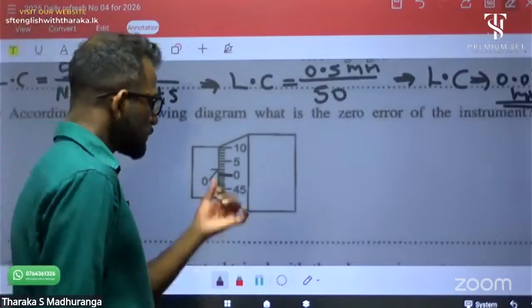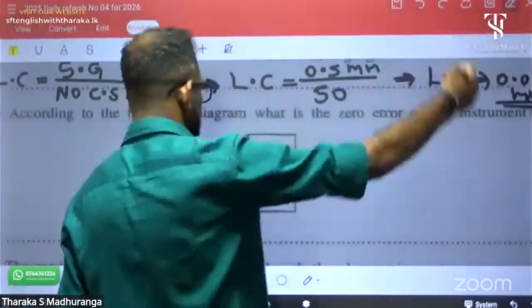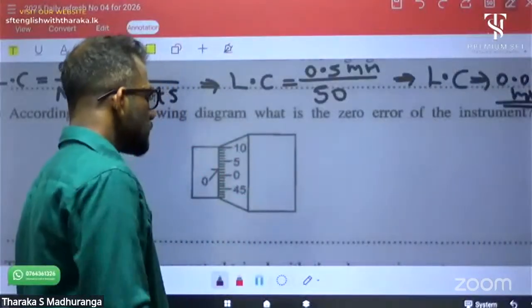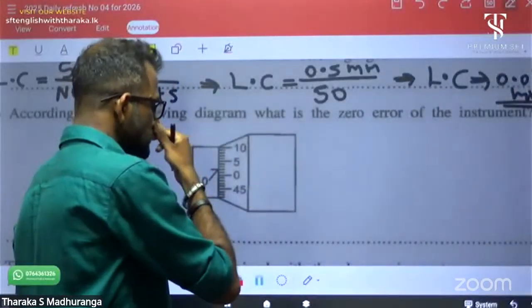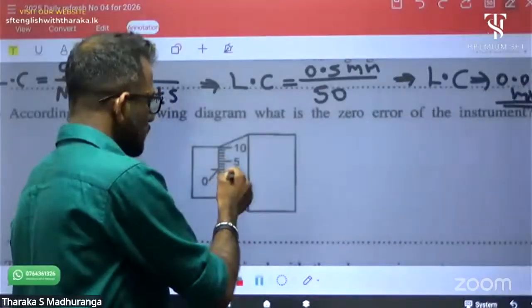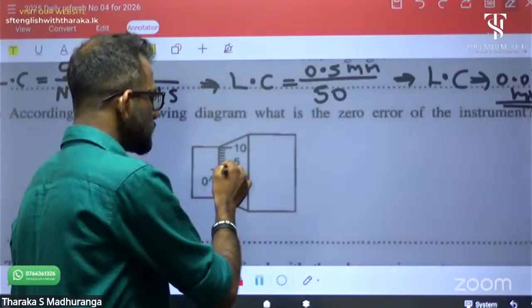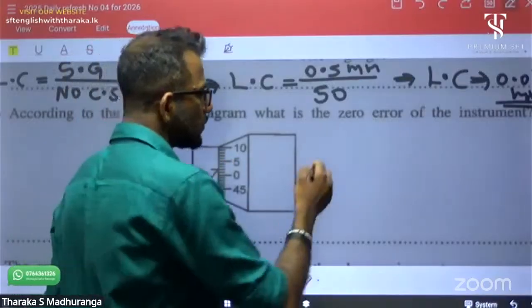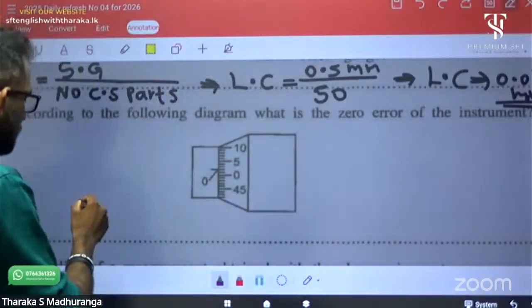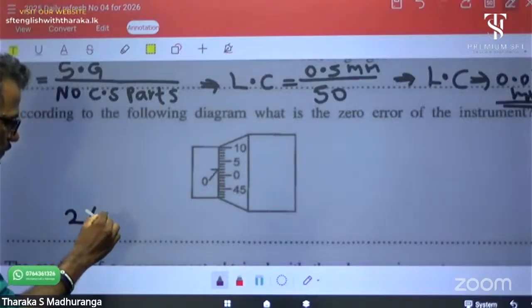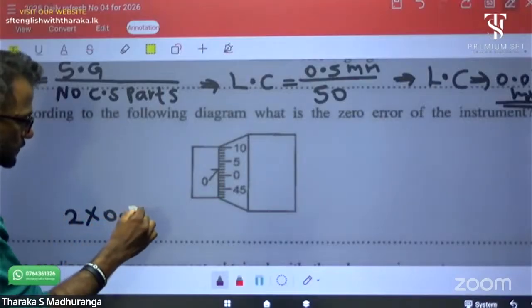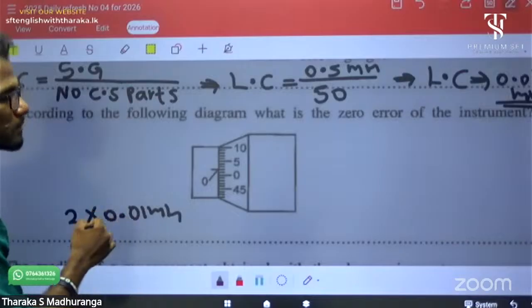Okay, now it is a positive zero error, correct? Good. Now, if it is positive zero error, now you need the coincide value. The coincide value is 2. Now you can multiply 2 by the least count. You already got 0.01 millimeter.